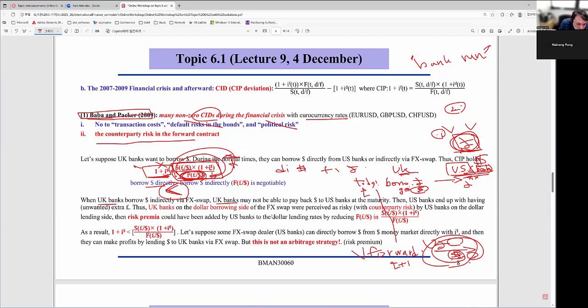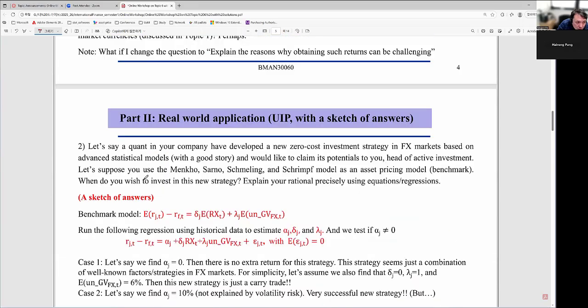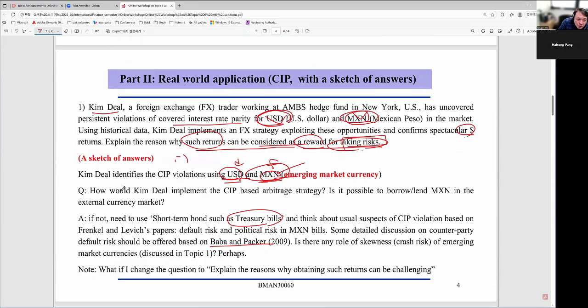And the difference is not a risk-free arbitrage profit. It's the difference, the profit to the US FX swap dealer, is just the risk premium for taking counterparty default risk. So those are three risks we can think about to explain why you are able to make money when you have CIP violations for the dollar and Mexican peso case.